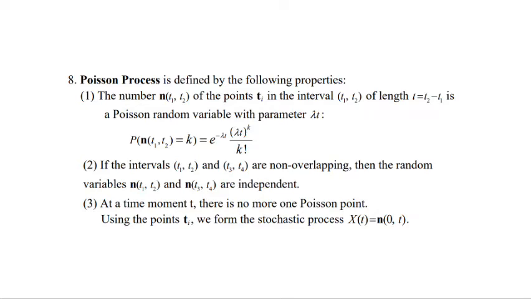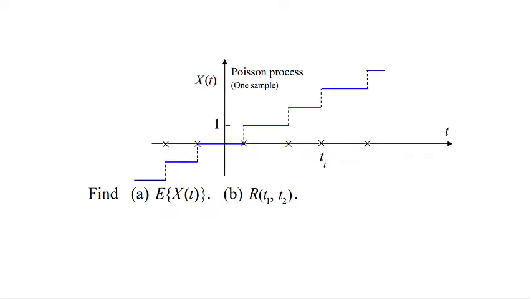stochastic process X(t) equals n(0, t). This is the graph of X(t). First, find E[X(t)]. Second, find R(t1, t2).